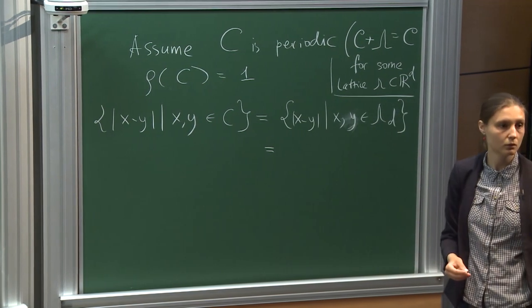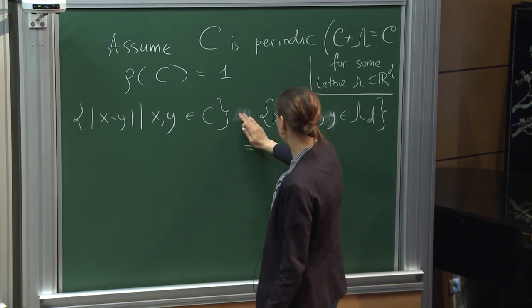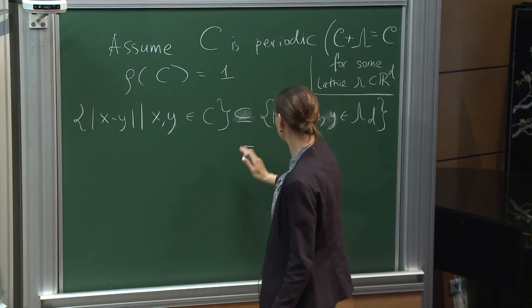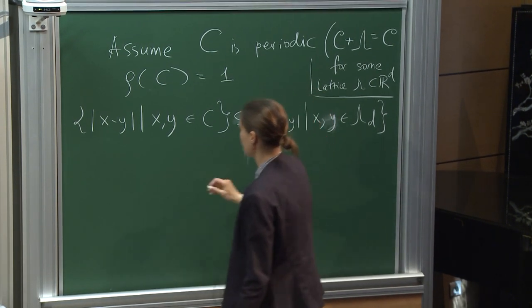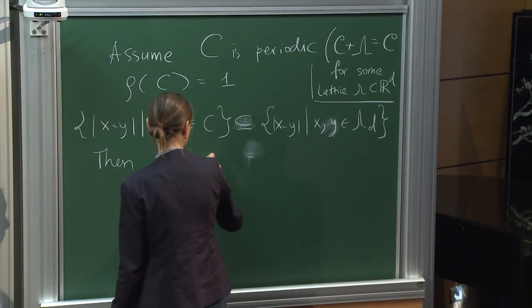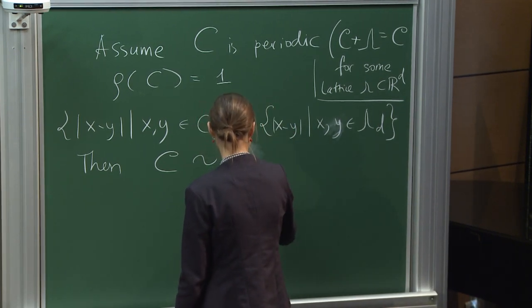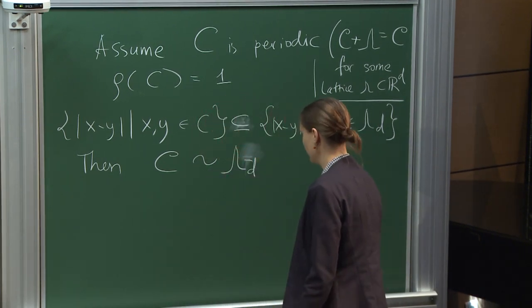Do you want equal sets of distances or inclusion? Yes, I think even inclusion suffices. So then we claim that C has to be isometric to one of our lattices.